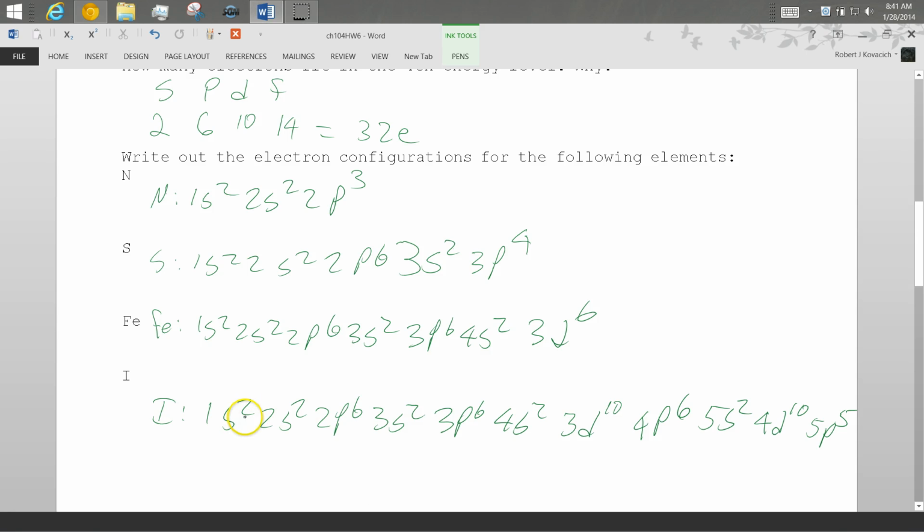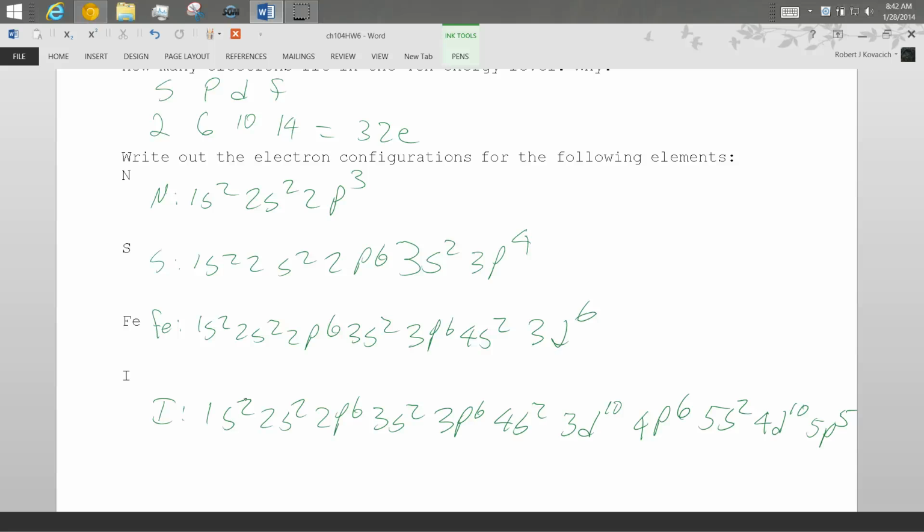And how could you quickly determine if any of these, but particularly the last one, is correct? You can check out the last part, the 5p5. Go down to the 5th row, go to the p block, and go over to the 5th column and see if you hit iodine. You could also add up all the superscripts.